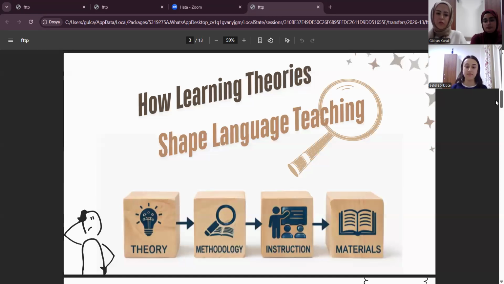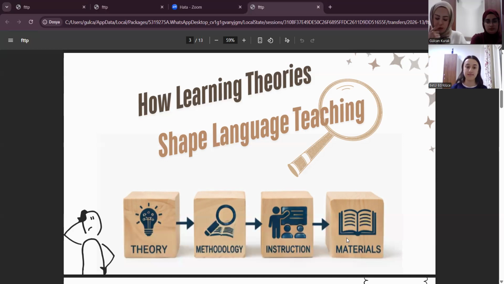In fact, every classroom decision is based on a theory of how students learn. For example, the activities we choose, the way we teach, and even the materials we use all reflect certain beliefs about learning. So there's a chain. Theory leads to methodology. Methodology shapes instruction, and instruction determines the materials we will use. These elements are closely connected, and each one influences the other in the teaching process.